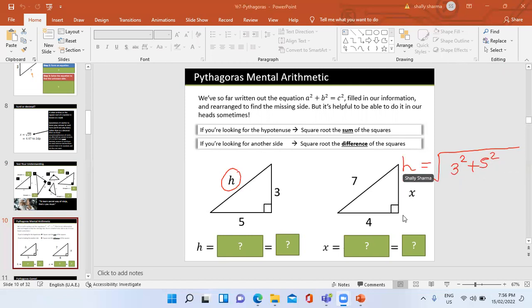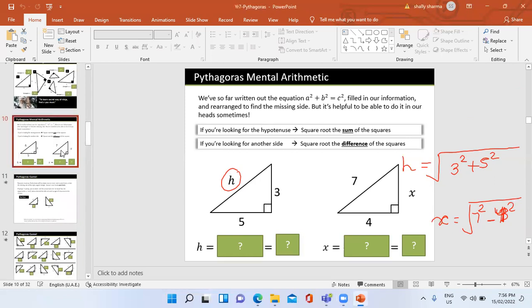And for any other side like x, because it is not the hypotenuse, it will be the difference. It will be the square root of the difference of the squares of the hypotenuse and the other side. So it is given as 7 squared minus 4 squared. But even if you just remember one thing, that the hypotenuse squared is the sum of the squares of the other two sides, then also you can do it. No need to memorize all the different ways to solve the question.